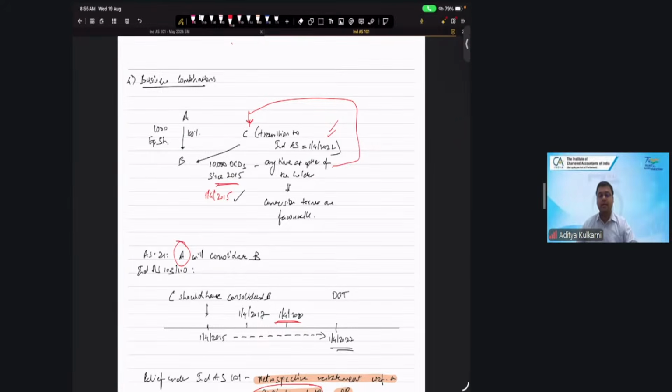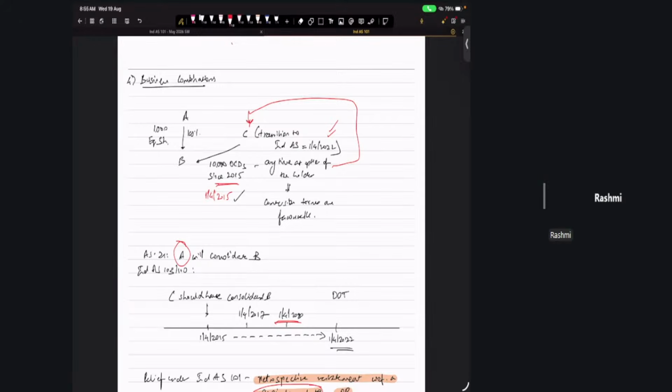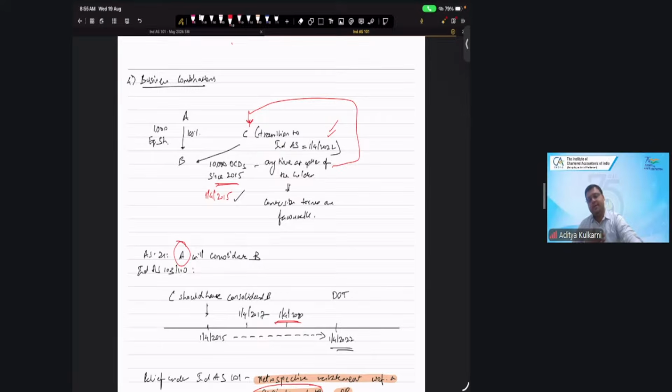It understands only one thing. On 31st March, who is holding B's share capital? A. So A will say, this is my subsidiary, I will consolidate.